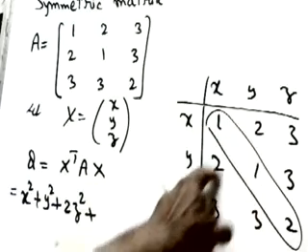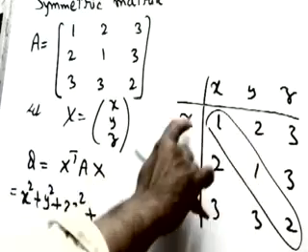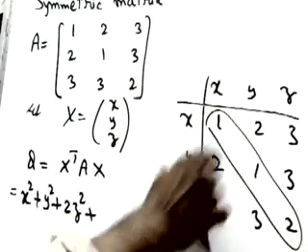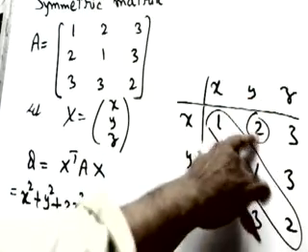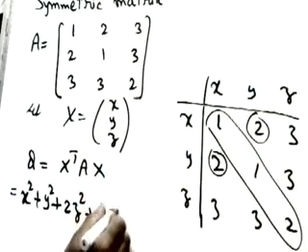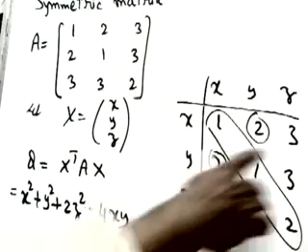Then this 2 we have to double. These 2s are the xy coefficients, so you double it. This 2, no, we have to write 4, so 4xy.